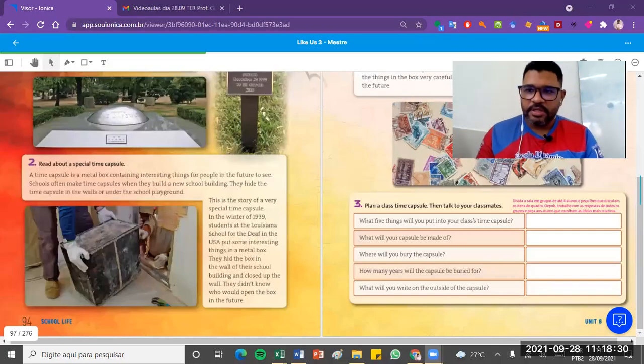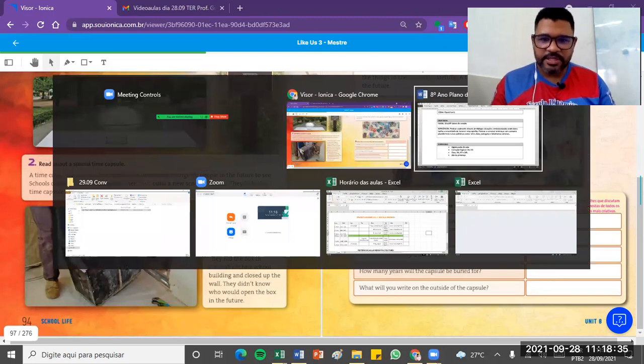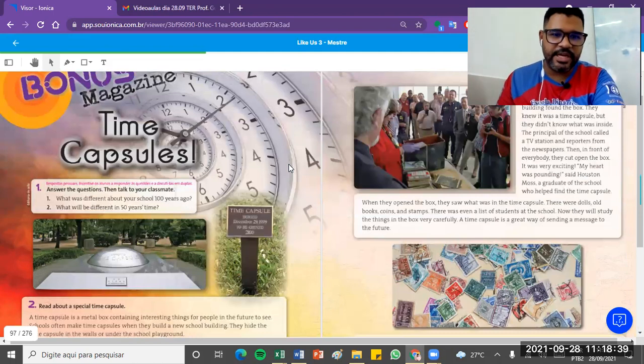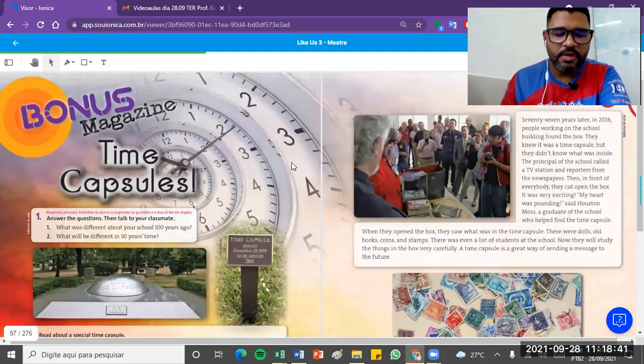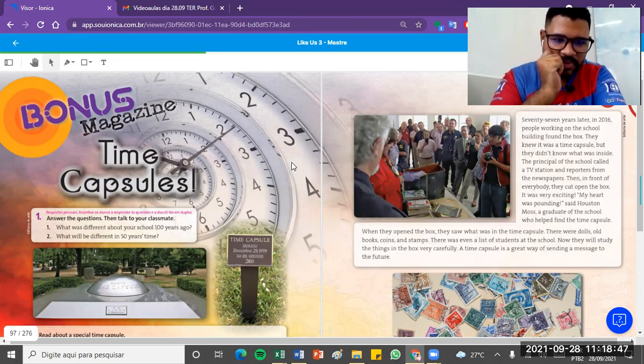All right. The correction of the homework is about pages 94 and 95. On page 94, we worked with Bonio's magazine, time capsules. Então, aqui nessas páginas, nós trabalhamos com o tema chamado cápsulas do tempo.